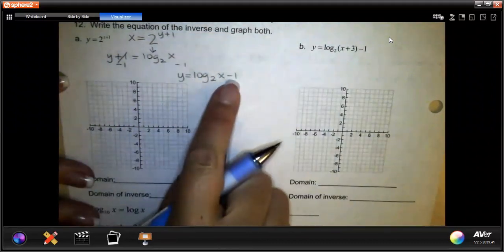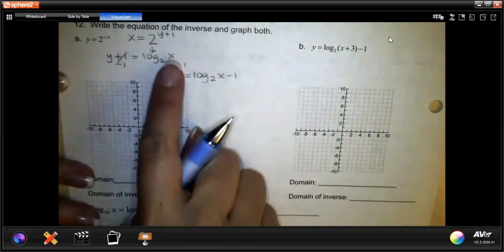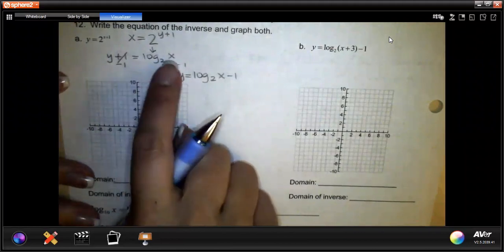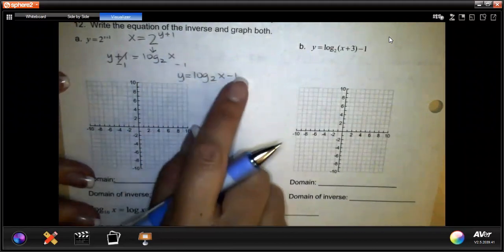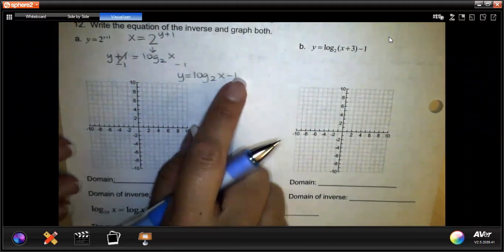This is not in the argument. The x was by itself, and this was one whole term that we're subtracting the 1 from. So this is not part of the argument. That would be on the outside.